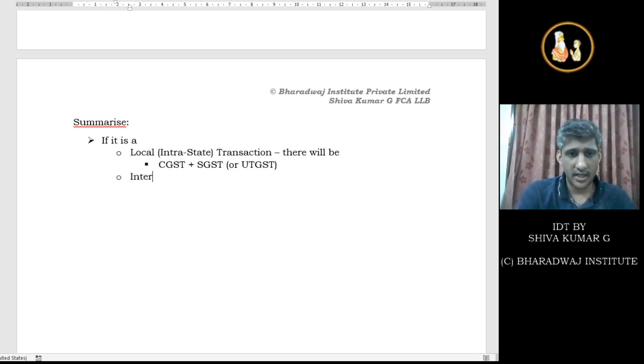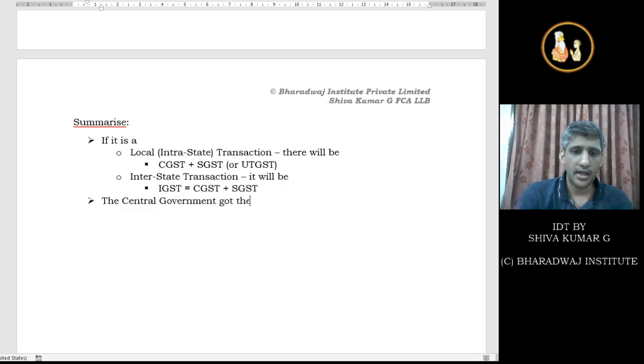If it is an interstate transaction, it will be IGST, which is equal to CGST plus SGST. Then the central government has the power to collect IGST, but transfers the first 50% to the buying state government.